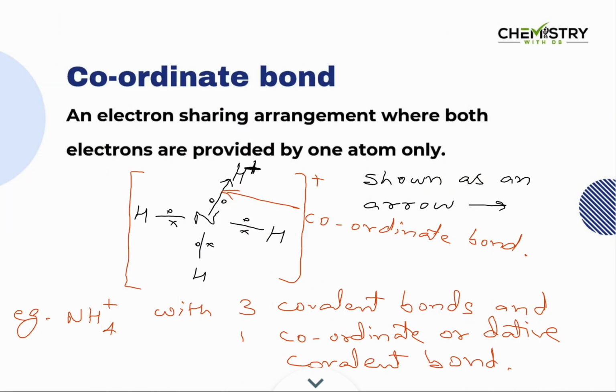Now next is the concept of a coordinate bond. Now you know a covalent bond is formed when an equal number of electrons, 1, 2 or 3, are provided by each atom to form a covalent bond. Co means sharing. A coordinate bond, on the other hand, is also an electron sharing arrangement, but both electrons are provided by one atom only. One is just the recipient. For example, in case of ammonium ion, you can see that there are three covalent bonds, and there is one coordinate bond. A coordinate bond is always shown as an arrow going from the donor to the recipient.